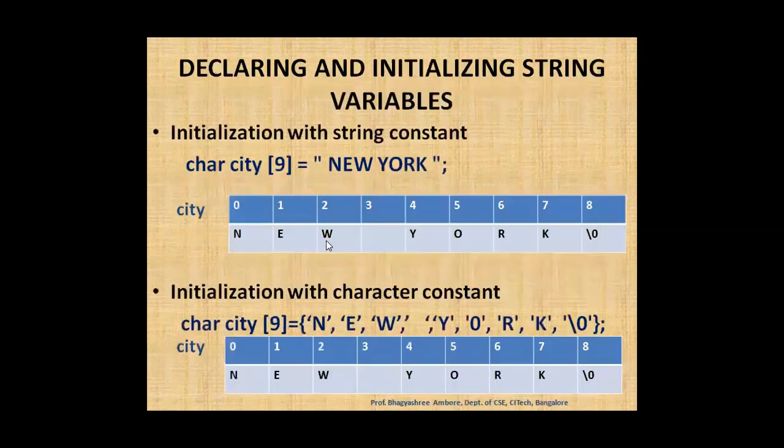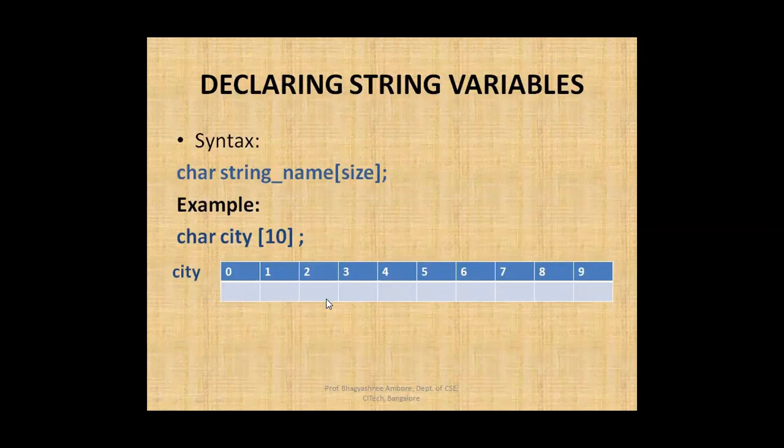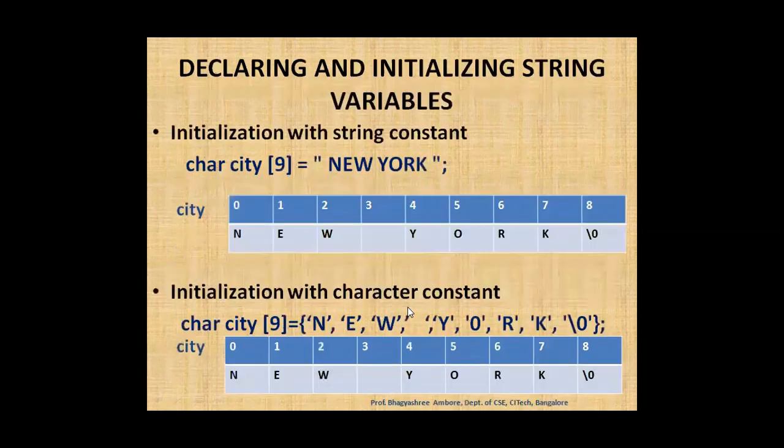Now we'll see how to assign the values. There are 10 locations, and you have to fill values into these 10 locations. There are two ways of filling these values. The first way is at compile time. Another is at runtime. Now we'll see declaring and initializing string variables. The first one is initialization with a string constant. Because it's an initialization, while declaring itself, I'm filling these locations.